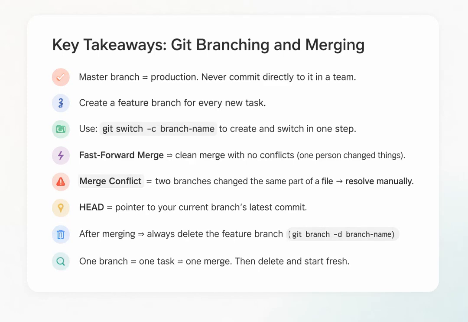Let's bring everything together. The master branch is your production code. Treat it with respect and never push directly to it in a professional setting. For every new feature or fix, create a dedicated branch. Use git switch -c to create and switch in one command. When your work is done and tested, merge it back into master. If only you change things, you get a clean, fast-forward merge. If multiple people change the same lines, you get a conflict, and you resolve it manually by choosing which changes to keep.